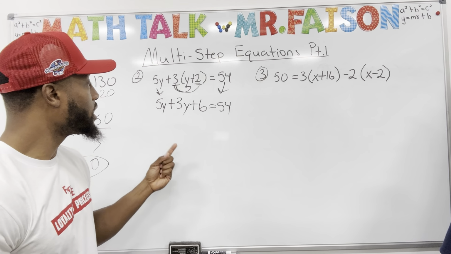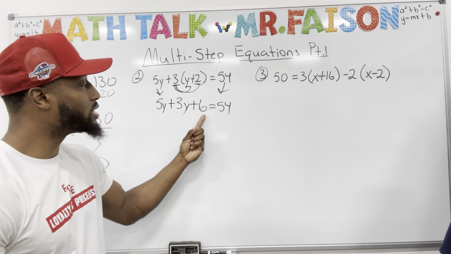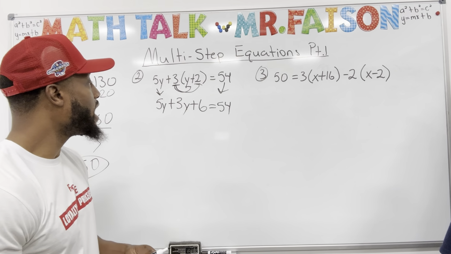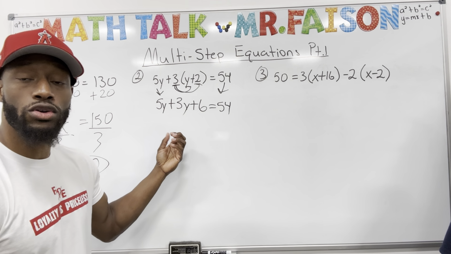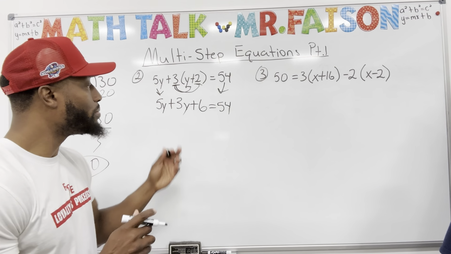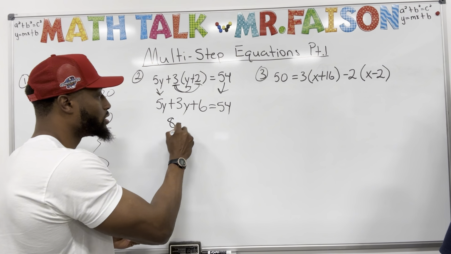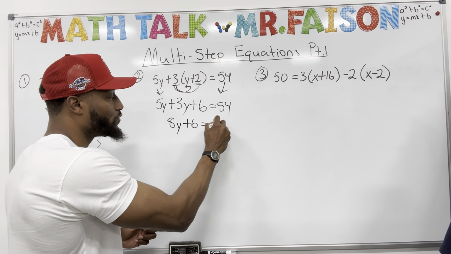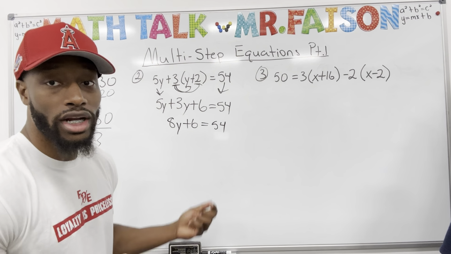Now, what I'm looking at is 5y plus 3y plus 6 equals 54. I have this 5y and this 3y, and they're on the same side of the equal sign, so I can just put them together. 5y plus 3y equals 8y, plus 6 equals 54. Now we're trying to solve for y here.